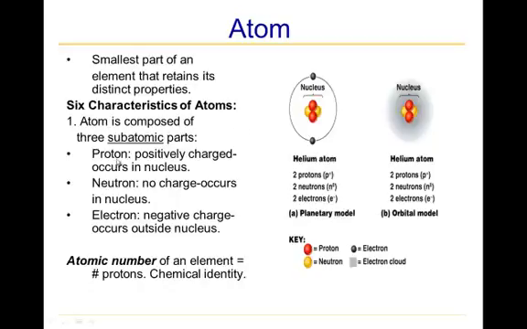The first of these three subatomic particles is called the proton, and this is a positively charged particle that occurs in the nucleus. And it also has mass. A neutron, as the name implies, is neutral. It is a particle that has no charge and also occurs in the atomic nucleus. The electron is the third and final subatomic particle. It has a negative charge and it occurs outside the nucleus.